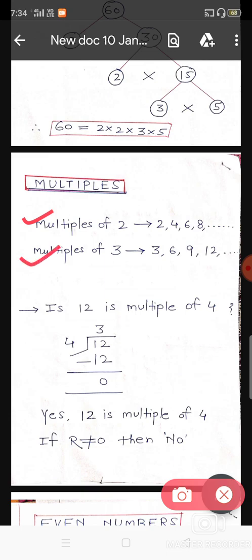And what is multiples of 3? 3, 6, 9, 12, and so on. Means all those numbers which are divisible by 3, that is multiples of 3.